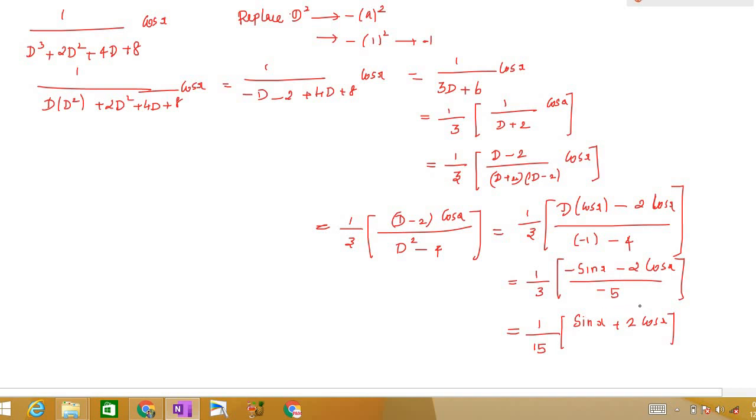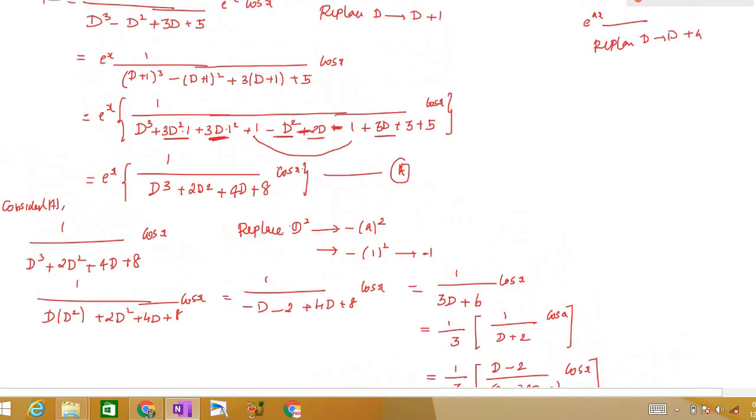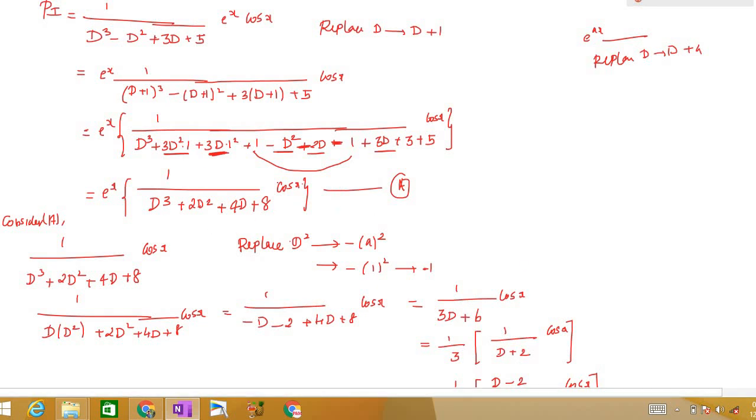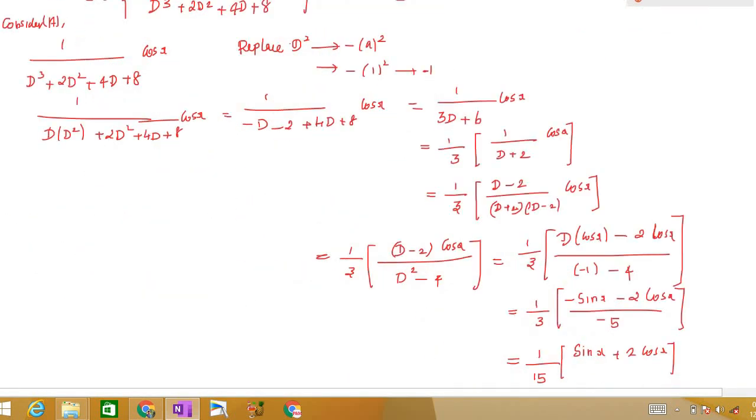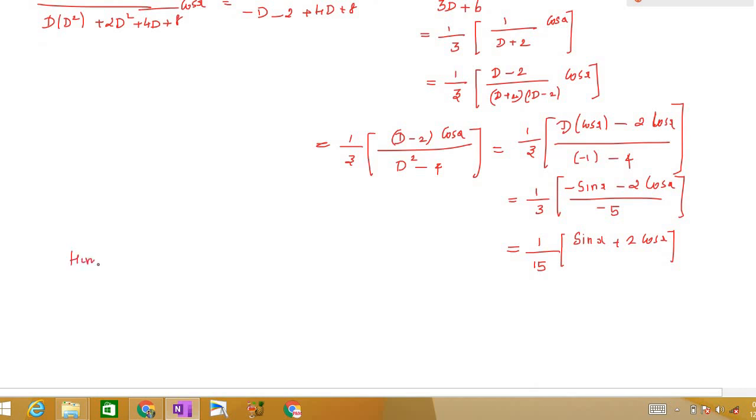Now this is the answer for this, right? So now equation A becomes, hence equation A becomes, so the particular integral will be e power x into 1 by 15 (sin x plus 2 cos x).